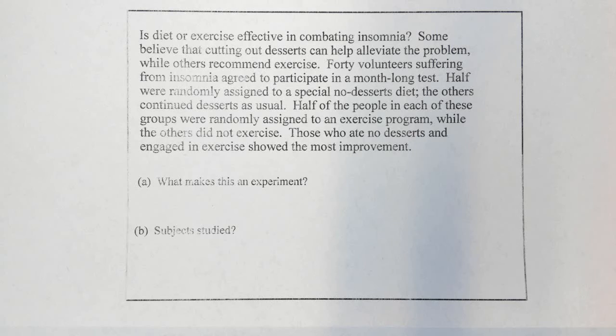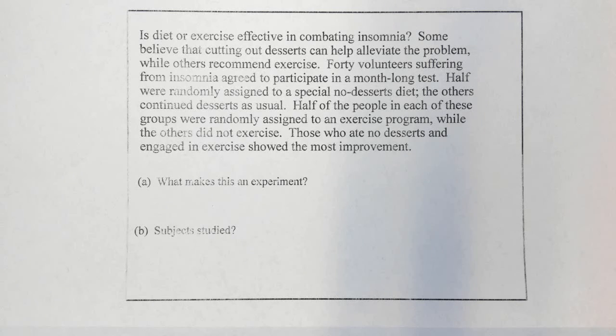Half of the people in each of these groups were randomly assigned to an exercise program while the others did not exercise. And it's the random assignment that really leads us to the ability to argue a cause-effect relationship when we're all done. That is the key piece. There's other little pieces, but the randomization is the essential part. Those who ate no desserts and engaged in exercise showed the most improvement. Okay? So either sleep or eat and be happy. You can't get both. That's what they're saying, right?